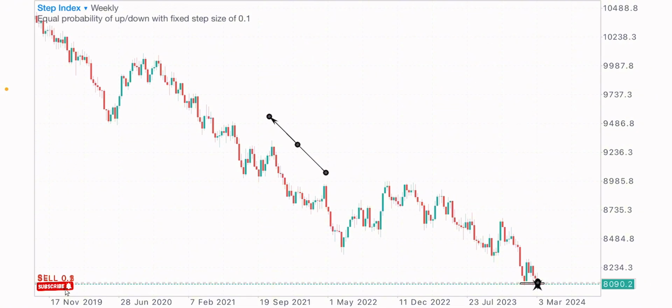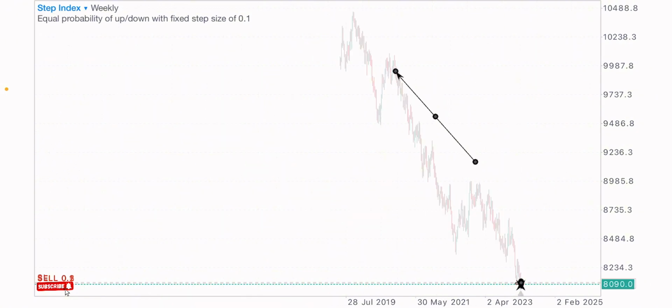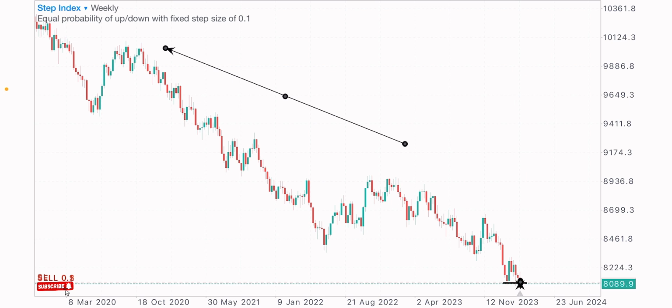So you can see the market direction on the weekly time frame on step index. It's very clear that this index is on a downtrend, and whenever the market is on a downtrend, it means that the sellers have the upper hand on the market, right? So we should look out for sell opportunities. We should trade with the market direction, alongside the market direction.